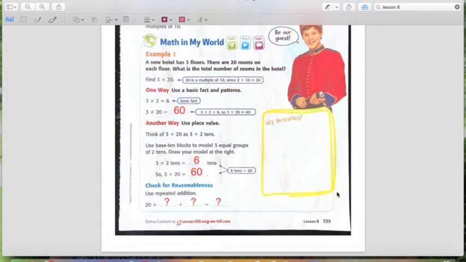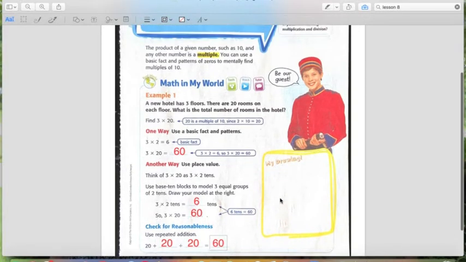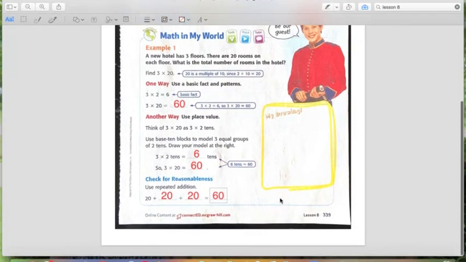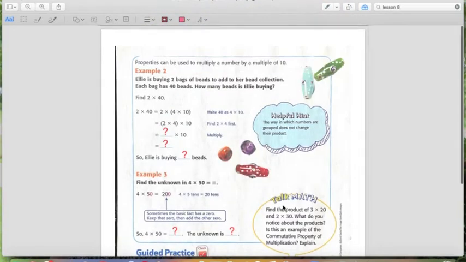Or you could use repeated addition and say you're going to do 3 20s, so it is 20 plus 20 plus 20, that's 3 20s, equals 60. Very good. All right, let's look at page 340.